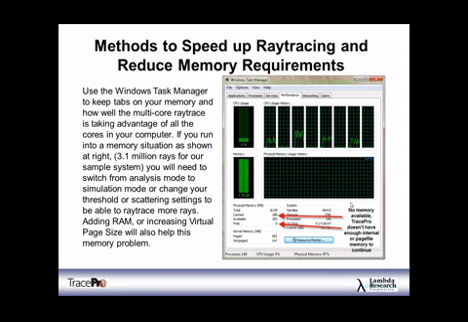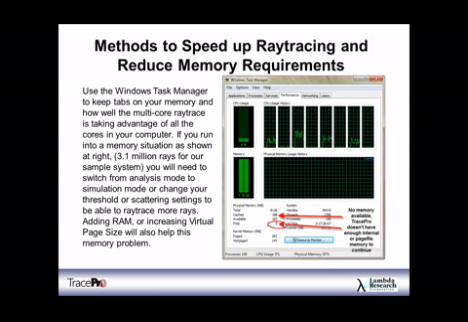We can further check this while the ray trace is going on, because we can do that ray trace report after we're done. While it's going on, it's best to use the Windows Task Manager. This allows us to keep tabs on your memory and how well the multi-core ray trace is really taking advantage of all the cores in your computer. If you run into a memory situation, as we show at the right, this is where I was doing 3.1 million rays for our sample system. You're probably going to want to switch from analysis mode to simulation mode, or you're going to run out of memory. You can see it right here.